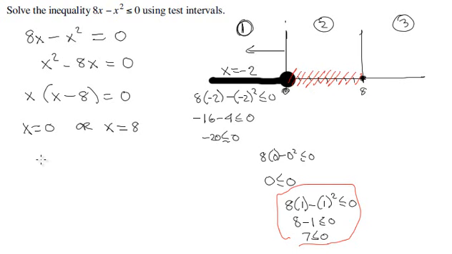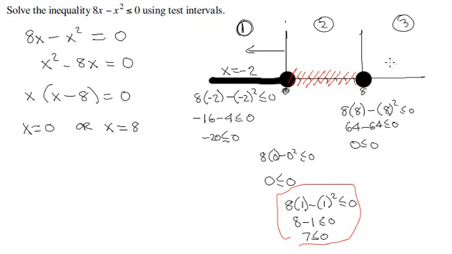So next thing we have to do is try 8. Does 8 work in this expression? 8x minus x squared is less than or equal to 0. 64 minus 64 is less than or equal to 0. 0 is less than or equal to 0. That is true. So the point 8 is part of our solution.